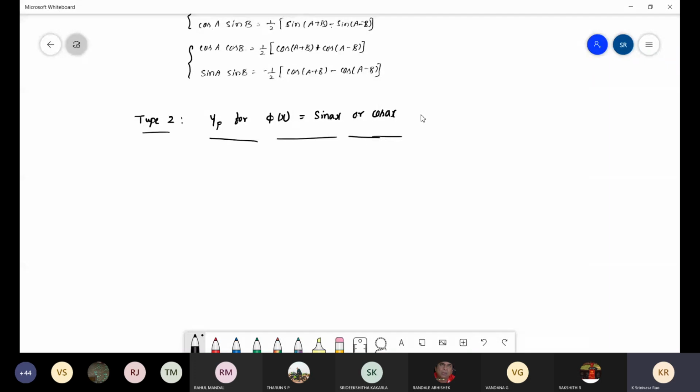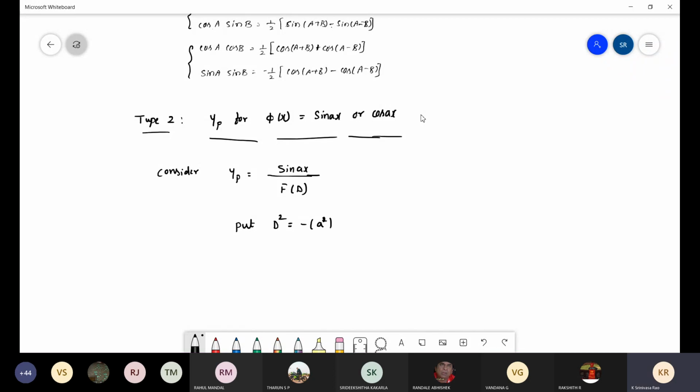Yesterday we solved e power ax. Now this is sine or cos, trigonometric. Consider YP equals sine ax; I will take any one, and it is applicable for cos also. YP equals sine ax by f of D. F of D means the same differential equation you have to divide by, like the last class problems. Now here the formula is: put D square equals minus a square.